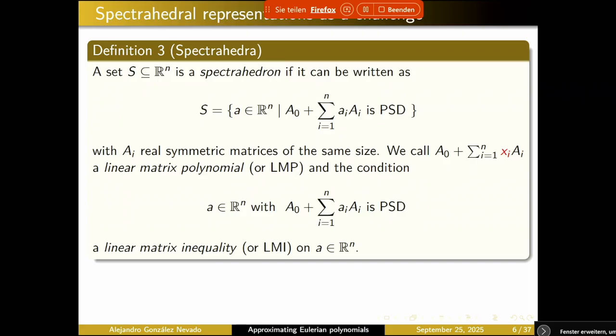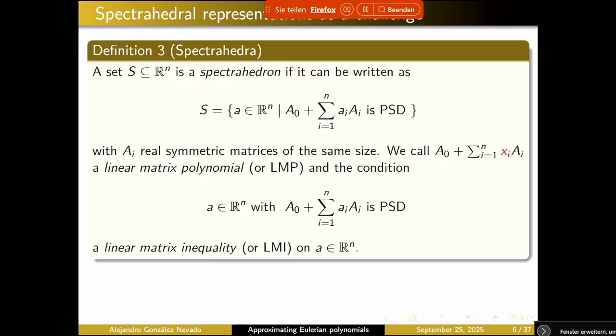We are interested in representing these rigidly convex sets in ways that we understand better. One class of objects that we understand very well are spectrahedra. They are very important in optimization, to do semi-definite optimization. A set S is a spectrahedron if it is the solution set of this linear matrix inequality. This is a linear matrix inequality, and this defines the spectrahedron S.